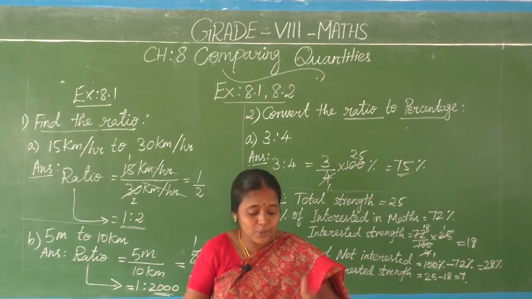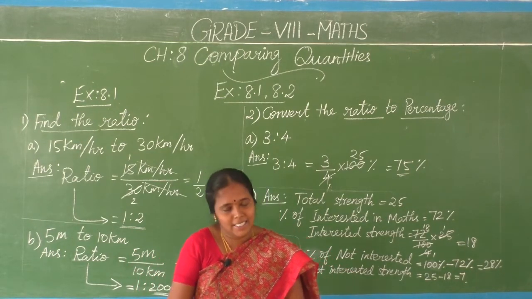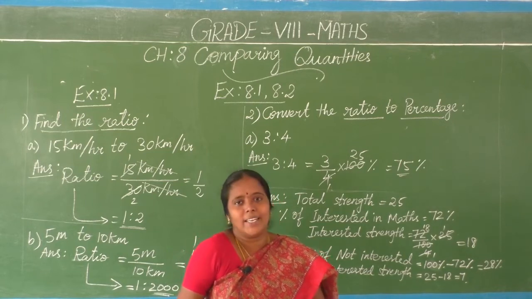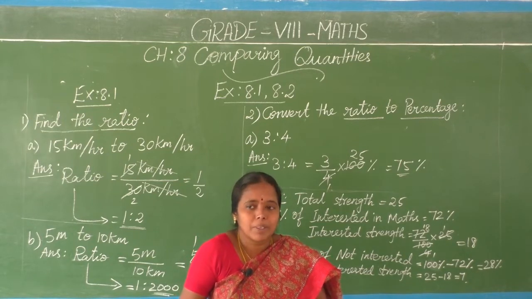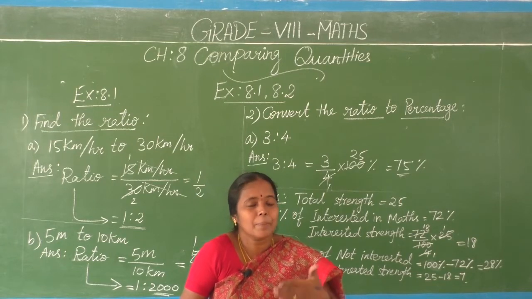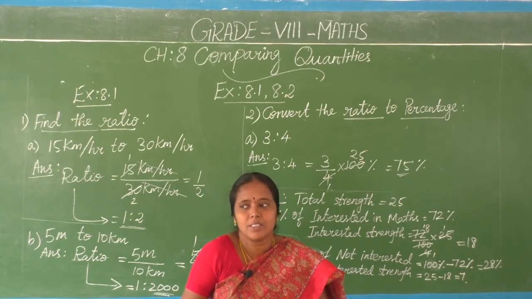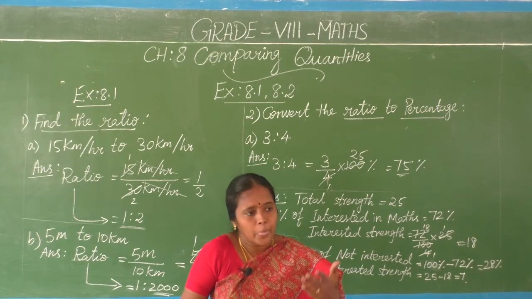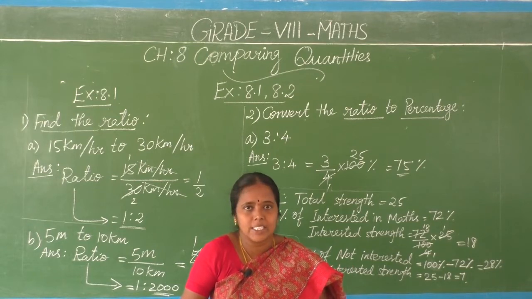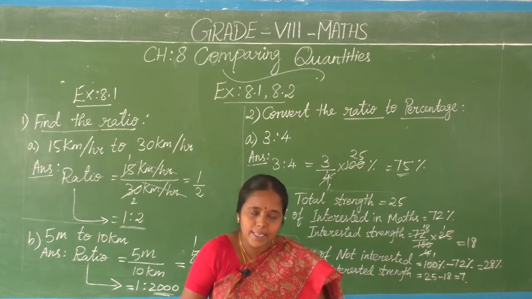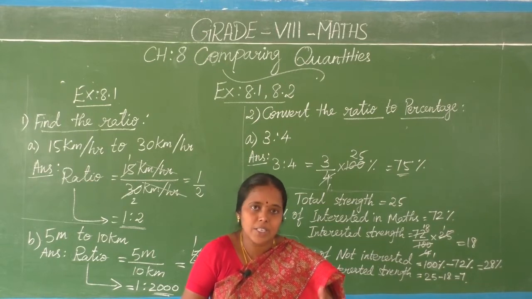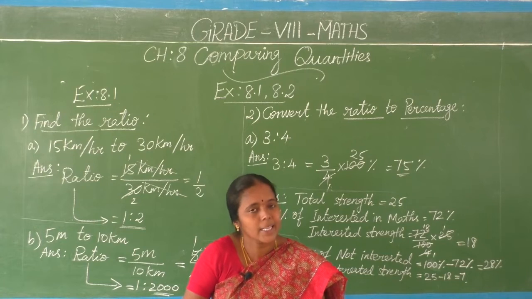Today we are going to see our new chapter, the 8th one, comparing quantities. What do you know about comparing quantities? What did you see in the previous year? Comparison of two things, two measures, based on that ratio, percentage, then simple interest, like that, all you have seen. That we are going to continue here. I am just recalling what you have seen in the last year.